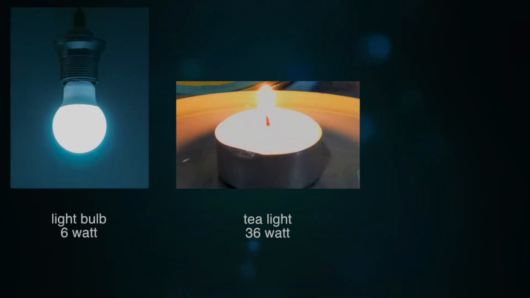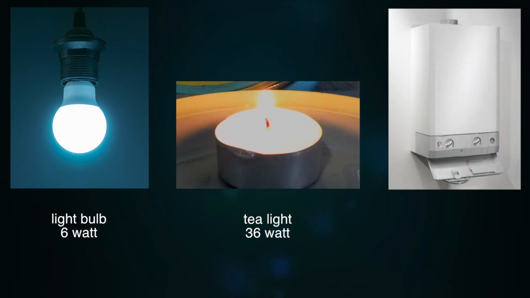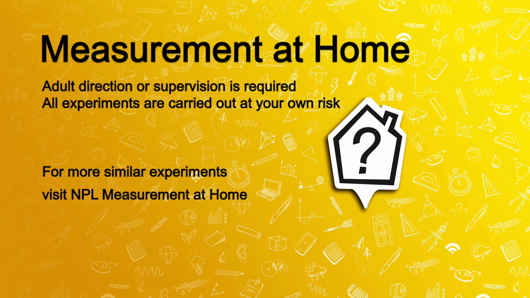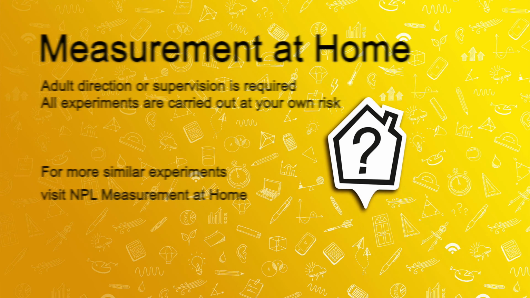The most powerful item in your house is probably the boiler, which burns gas to heat your house and provide hot water at a whopping rate of 30,000 watts. That's about the same as 1,000 of my tea lights. Stay tuned if you want a slightly longer step-by-step version of the calculation. It isn't too complicated. Yay!